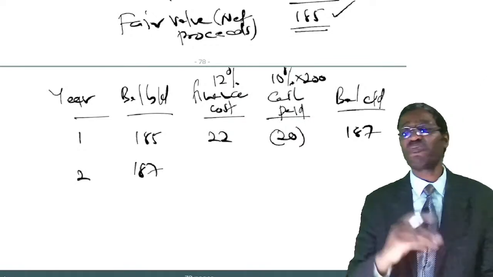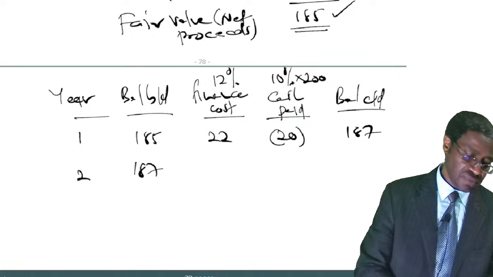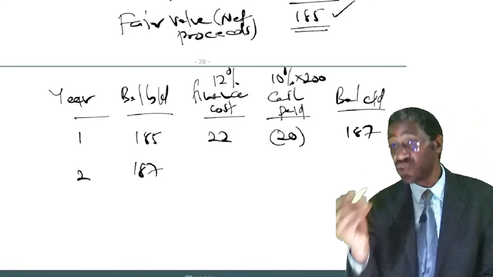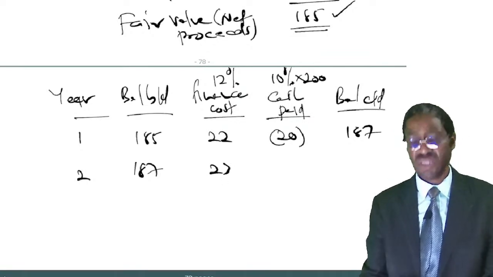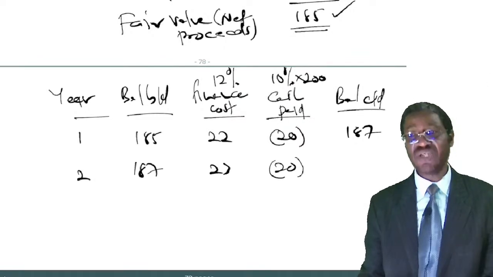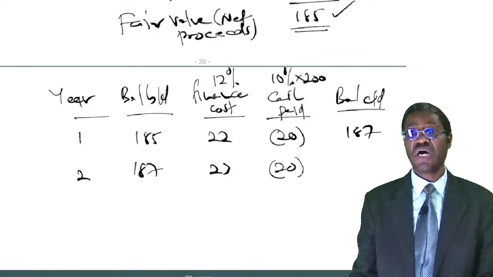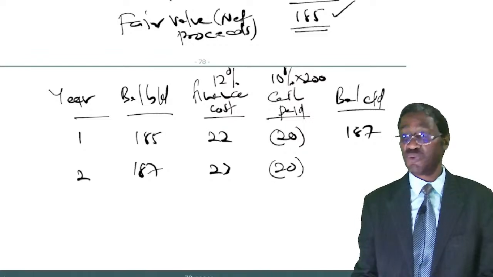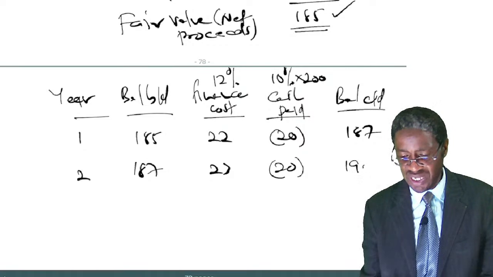I take 12% of 187 to be the charge. That gives me something like 22.44. Let me assume for purpose of illustration that it is 23. Then I pay 20 million. How much am I carrying forward as the amortized cost? I'm carrying forward 23 minus 20, that's positive 3. Positive 3 plus 187 gives me 190.